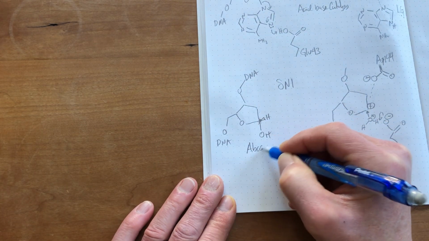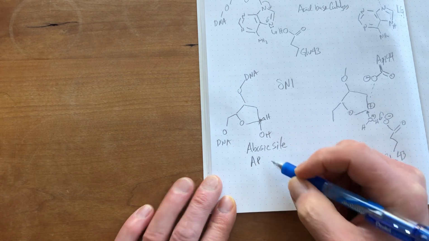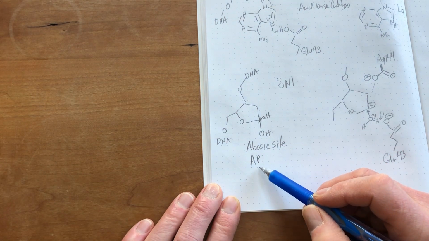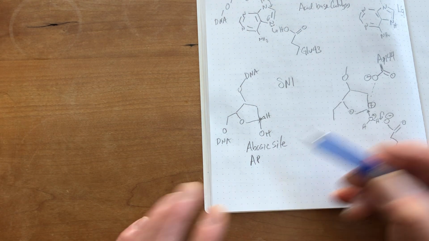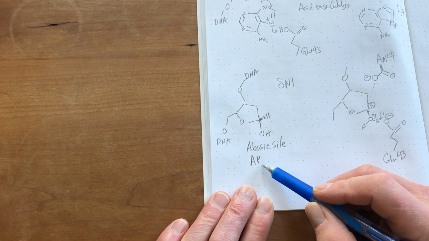We call it the abasic site. It's also called the AP site, meaning apurinic, apyrimidinic, a piece of DNA with neither a purine nor a pyrimidine attached.